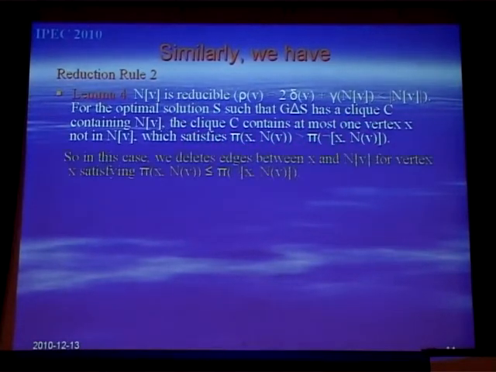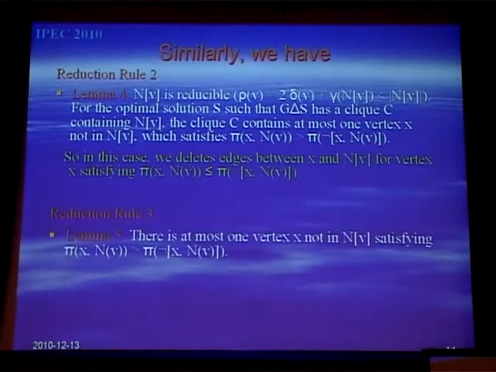So from this rule, you can already see that once you get this reducible and you already identified this, if any neighbor of this does not satisfy that condition, that means they cannot be in the same clique. So what you do is you just delete all those edges and separate those vertices from this vertex. That is also necessary.